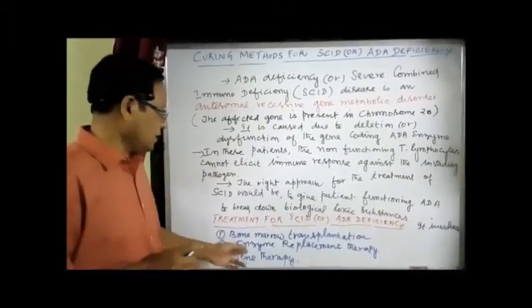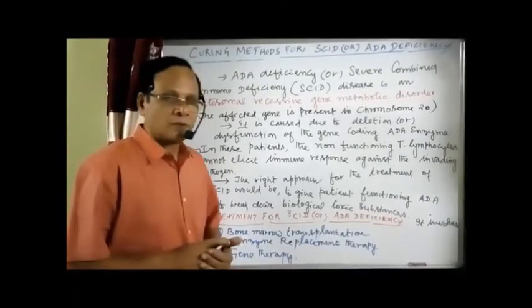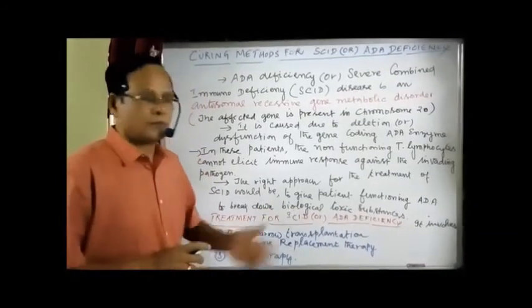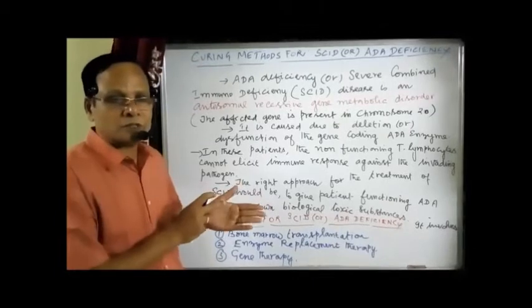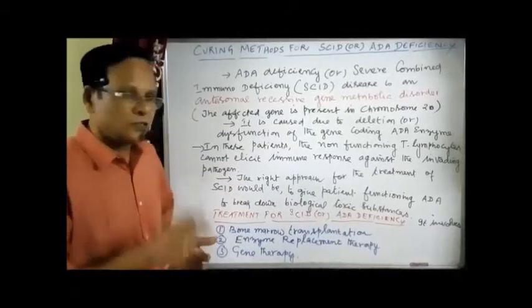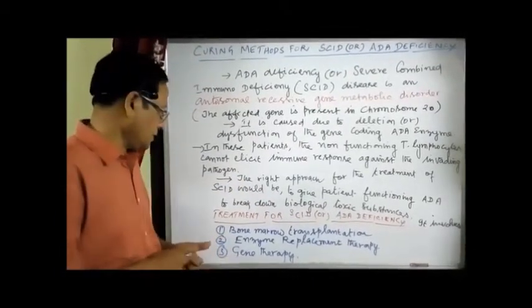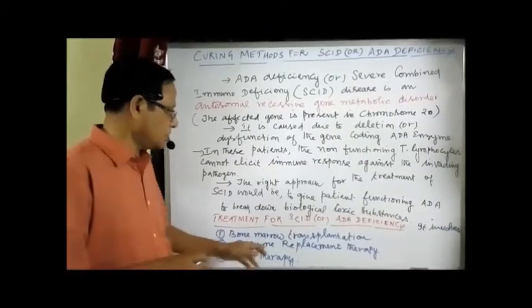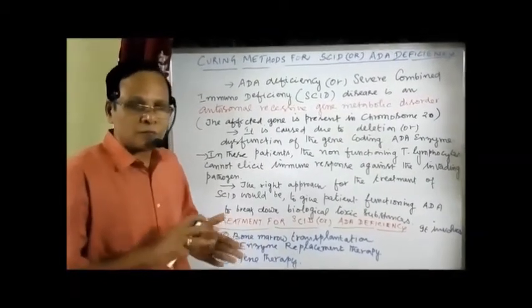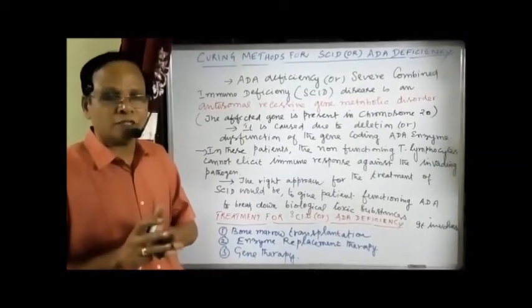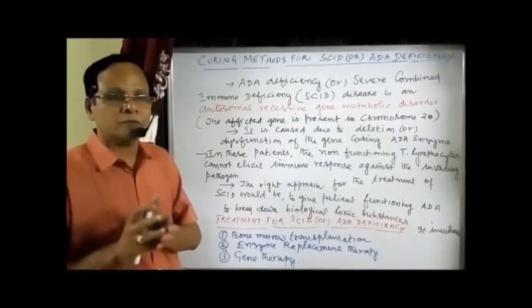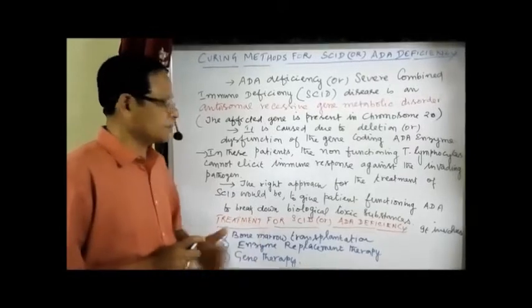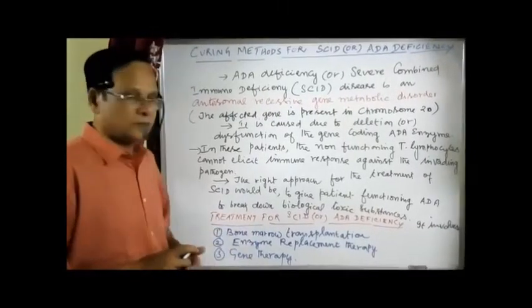Then enzyme replacement therapy. The enzyme adenosine deaminase is to be replaced if it is defective. The last one, the recent method adapted, is gene therapy. That is replacing the defective ADA gene with the normal corrective gene. That is called gene therapy. Now let's see these three methods, at least one or two statements for the treatment.